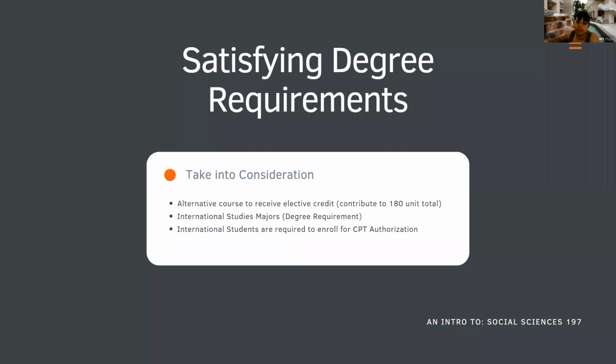A couple of things to keep in mind: this course is specifically for receiving elective credit, and it also contributes to your 180 unit total. A lot of students may be thinking, I have an internship, but I don't really need academic credit. Should I still be enrolling in 197? That's a really great question, because if you feel like you don't need the units and your employer is not requiring you to enroll in the course, then it's okay. You do not need to enroll in the course.